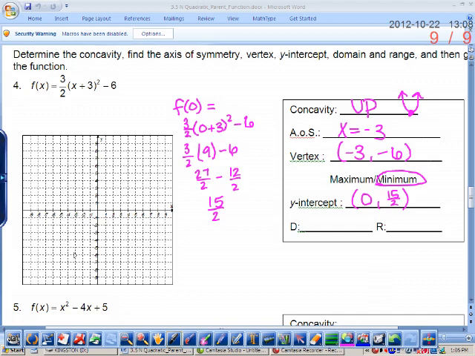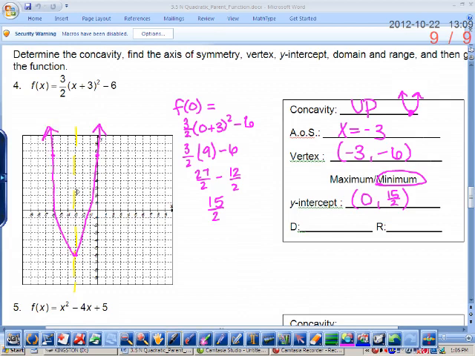-3, -6 is my vertex. 0, 15 halves, which is 0, 7.5, is my y-intercept. I'm going to draw in my axis of symmetry. Let's find the mirror point of my y-intercept. My y-intercept is at 0, 7.5. Where's the mirror point going to be? -6, 7.5. Good. It was 3 units away, so it had to be 3 units away on the other side. Correct. Connect your parabola.